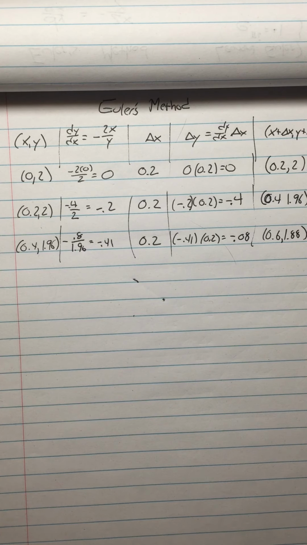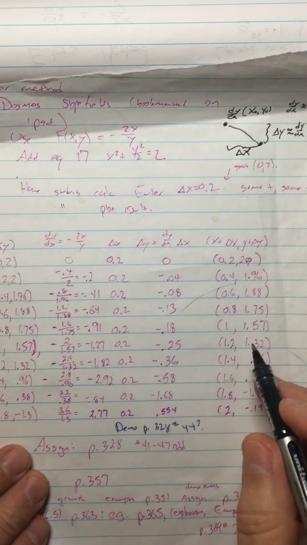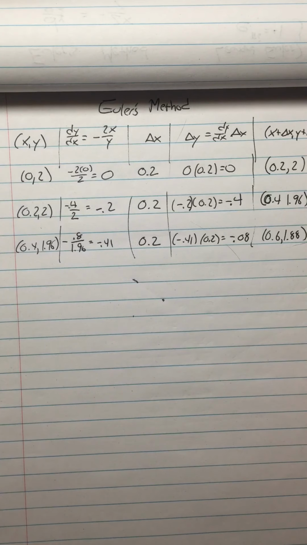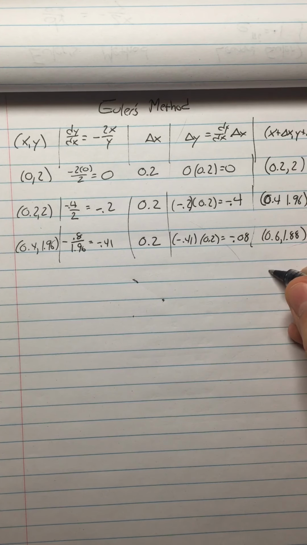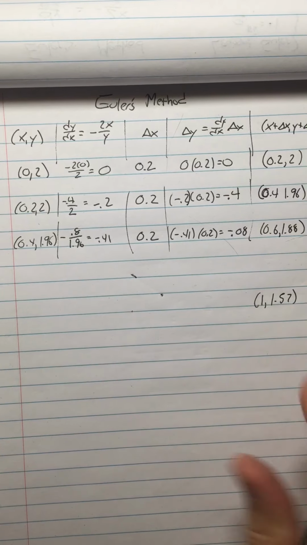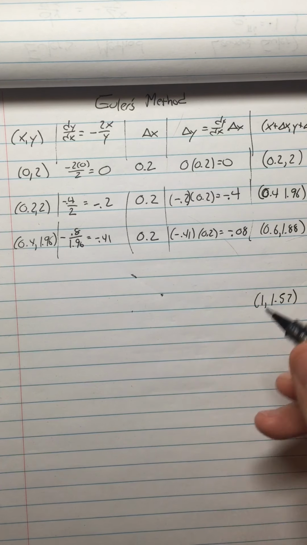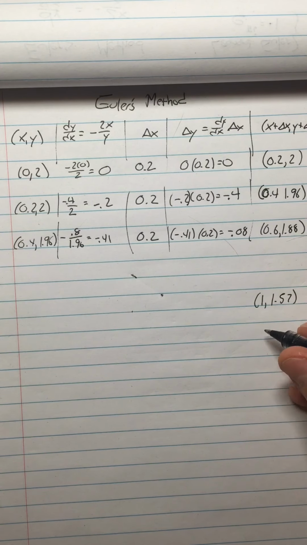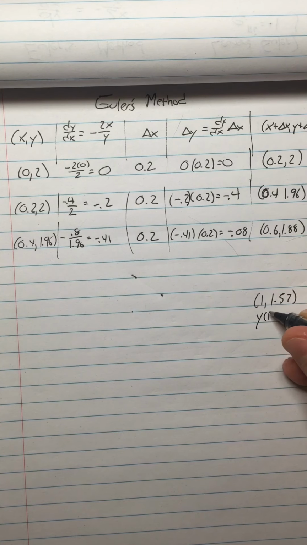Now, so what? I can find out, for example, that I got down to (1, 1.57). So 0.6, 0.8, 1, 1.57. So I can say things like, whatever this function is, I know that y of 1 is approximately equal to 1.57.